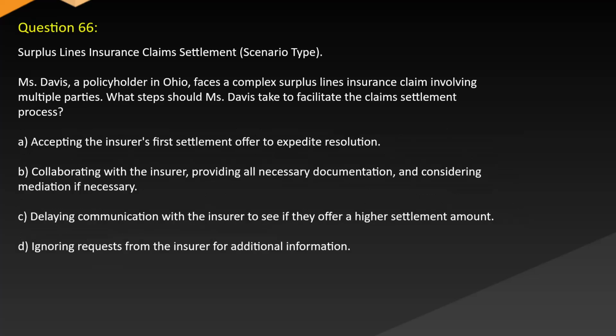3901.19. Question 66. Surplus lines insurance claims settlement scenario type. Ms. Davis, a policyholder in Ohio, faces a complex surplus lines insurance claim involving multiple parties. What steps should Ms. Davis take to facilitate the claims settlement process? A. Accepting the insurer's first settlement offer to expedite resolution. B. Collaborating with the insurer, providing all necessary documentation and considering mediation if necessary. C. Delaying communication with the insurer to see if they offer a higher settlement amount. D. Ignoring requests from the insurer for additional information.